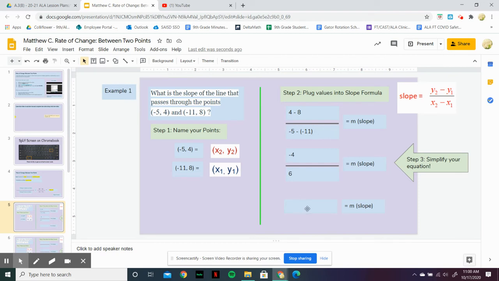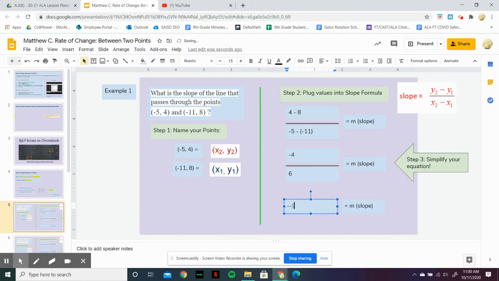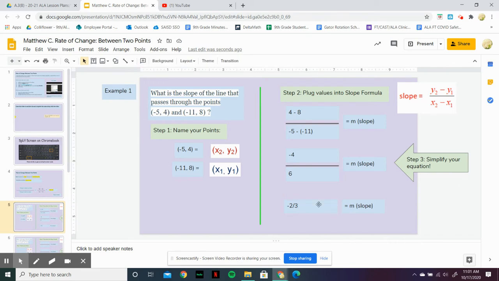And the last thing we need to do is simplify this. -4 divided by 6, I can rewrite that as -2 divided by 3. And that is as simple as I can make my fraction. So this is my final answer for slope. My slope is -2/3.